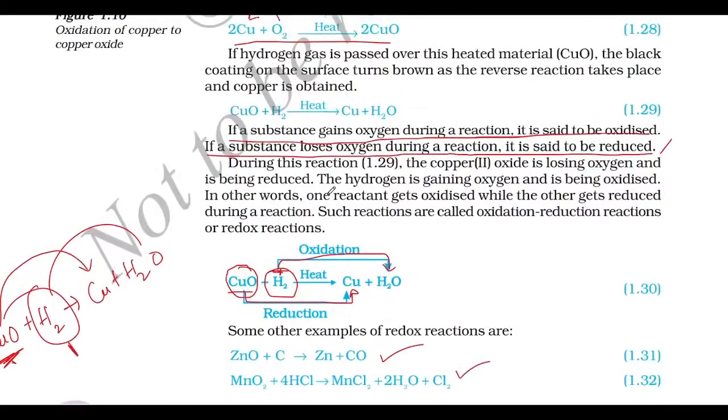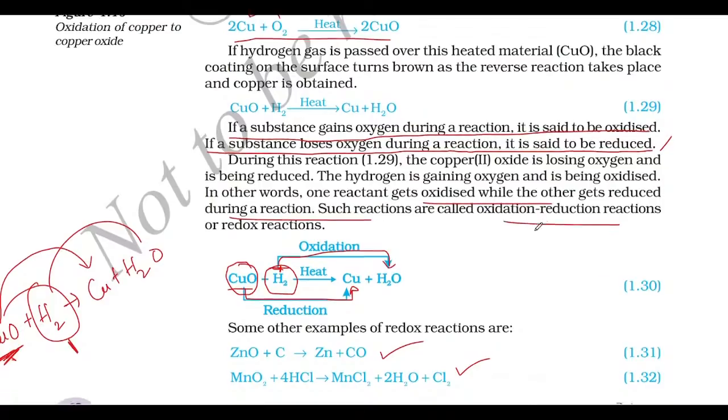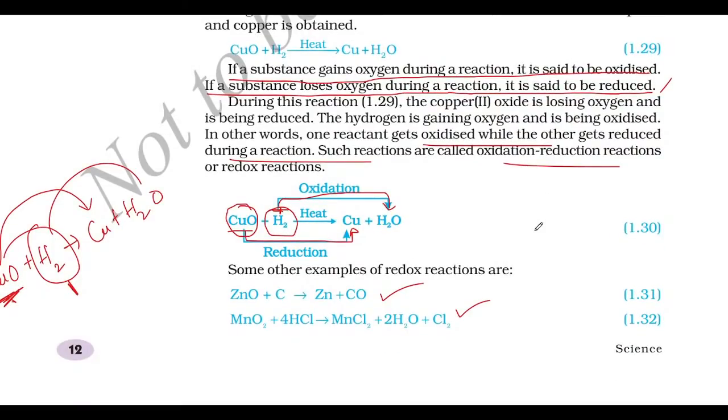And also, a reaction where oxidation and reduction occur simultaneously, we call that a redox reaction. A reaction in which oxidation and reduction take place simultaneously, we call that what? Redox reaction. A chemical reaction in which oxidation and reduction take place simultaneously, we call that a redox reaction.